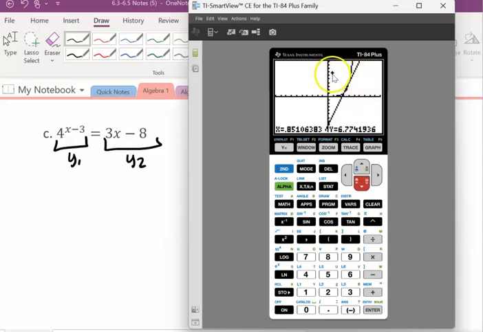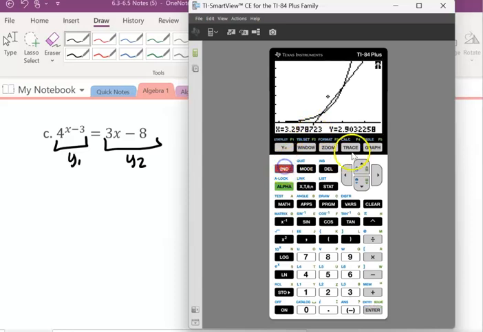Where it's flashing right now is the top left corner of the box. You hit enter to set the top left corner. And then you just drag it down as far as you want and over as far as you want. Once I have it where I want it, I'm going to hit enter and it will zoom in on what I boxed in. I can now see there's two intersections, so there's two solutions.